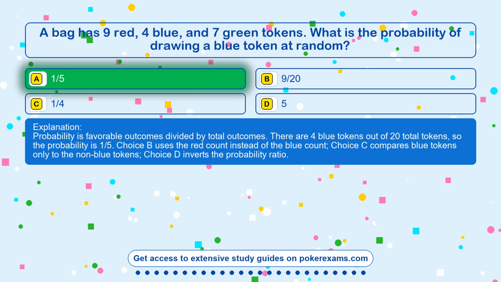Choice B uses the red count instead of the blue count, choice C compares blue tokens only to the non-blue tokens, choice D inverts the probability ratio.